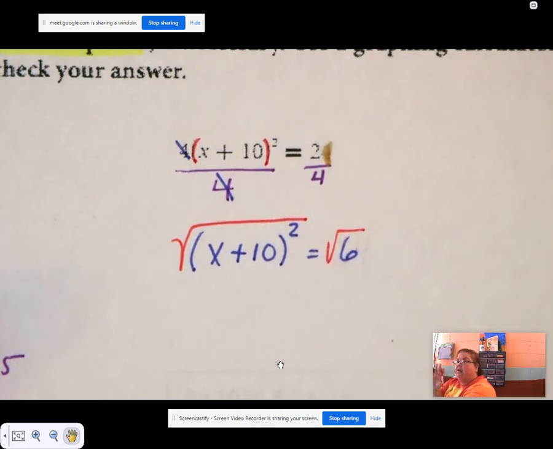Okay, we're going to stop there. I just want to make sure you have that process. Are you good? Questions? Anything on the outside must be removed through opposite operations. Then take the root, and then you're good to go.